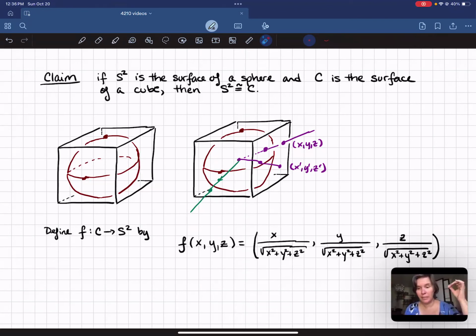Okay, so this function is continuous, has a continuous inverse, and it is one-to-one and onto, and therefore these two surfaces, the surface of a cube and the surface of a sphere, are topologically equivalent.